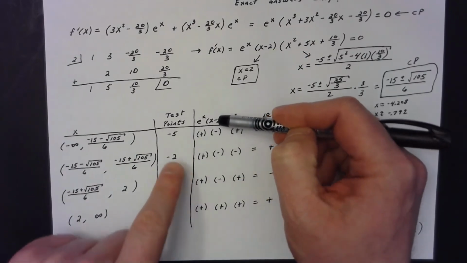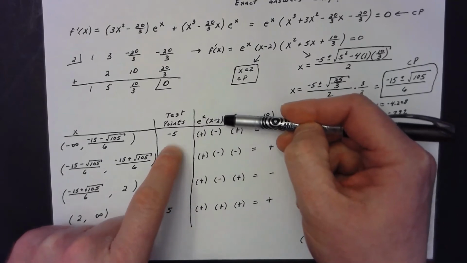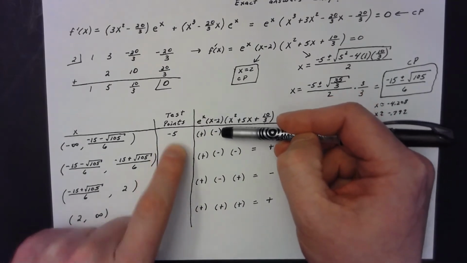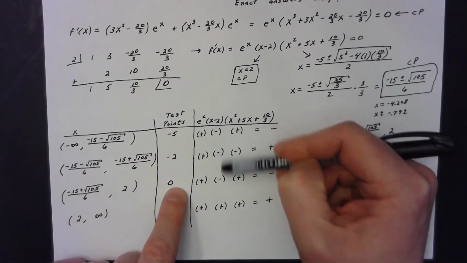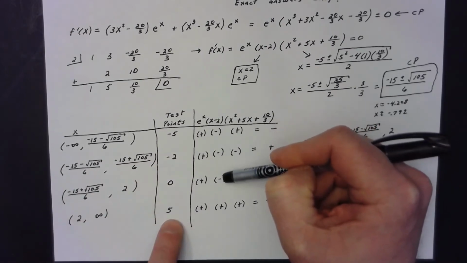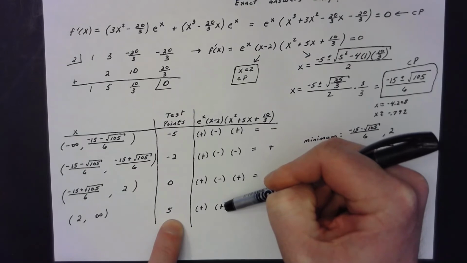Now what about the factor x minus 2? Well, if you plug a -5 into x minus 2, it's negative. Plug a -2 in it, still negative. Plug a 0 into it, still negative. Plug a 5 into it, finally it's positive.